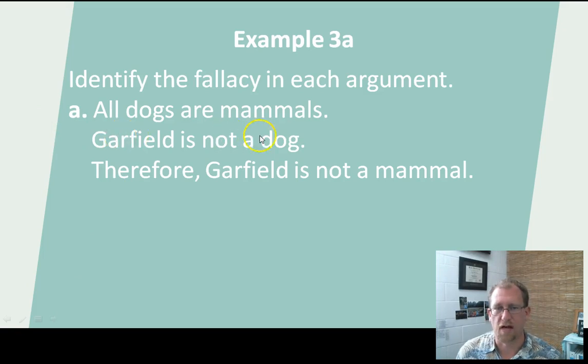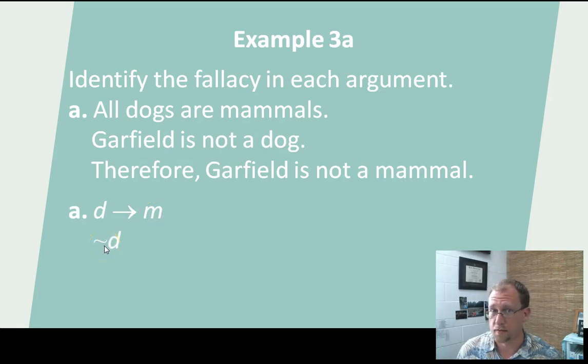Garfield is not a dog, but all dogs are mammals. Garfield, you know, is the cartoon cat, right? Therefore, Garfield is not a mammal. Well, Garfield, the cartoon cat, is not a dog, but he is in fact a mammal. Cats are mammals too. I don't know why they exist, but they're mammals, right? Okay, dogs are way better. So all dogs are mammals. Garfield's not a dog. Garfield is not a mammal. That would look like this. If a dog, then a mammal.